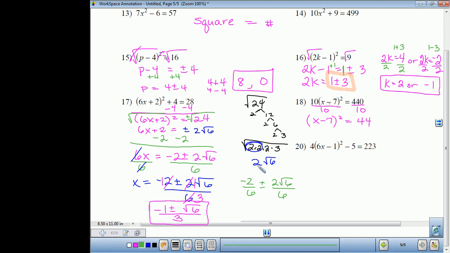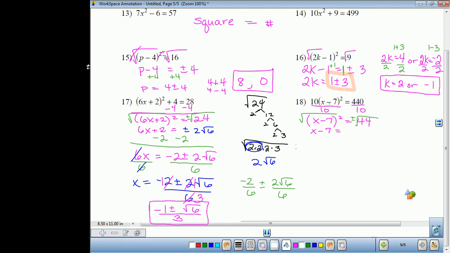So now we take the square root of both sides. Whenever you draw that square root symbol, you also always write plus or minus. All right, let's see if you can simplify the square root of 44. If you're not sure how to simplify, you ask me right now. Square root of 44.